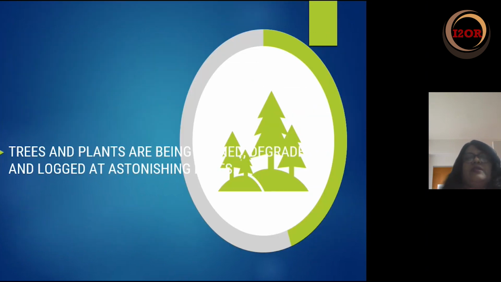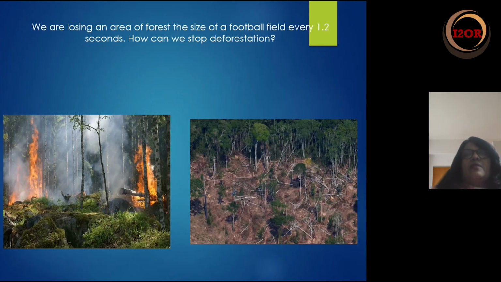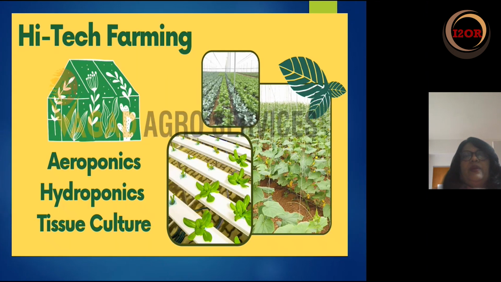So as we know, trees and plants were being degraded and logged at an astonishing rate, going down day by day, and we are losing them by various means, not only fire but the different climatic reasons, and deforestation which was taking place for various reasons. So these can be propagated, and that is indicating that we should now go for high-tech farming. Now the demand is for aeroponics, hydroponics, and tissue culture, which gives an added advantage: in a small space we can grow a large number of plants together.